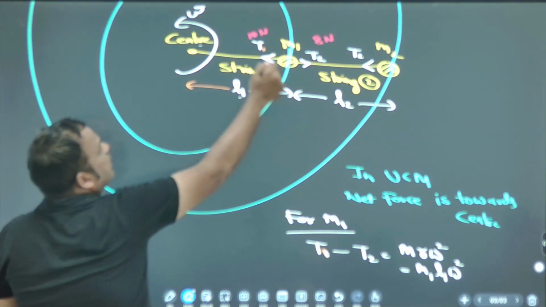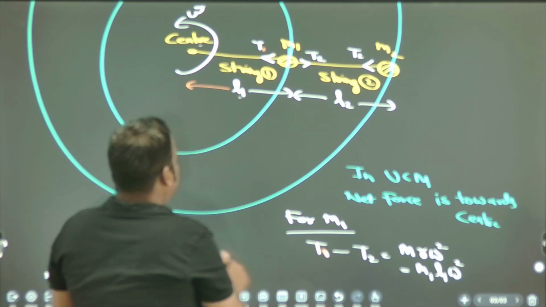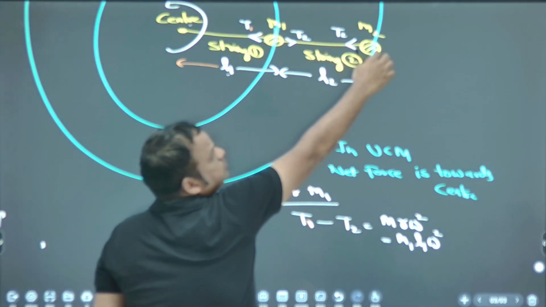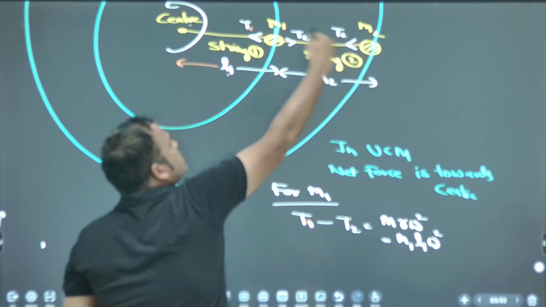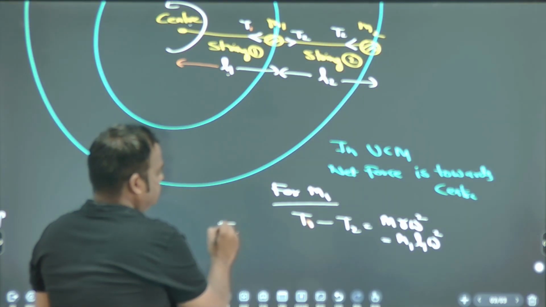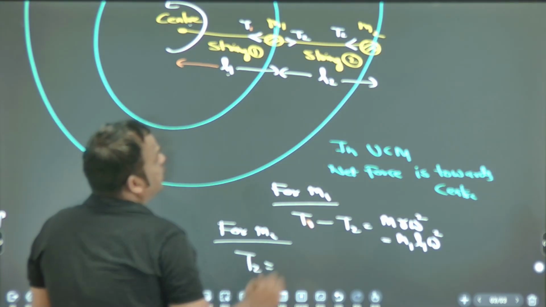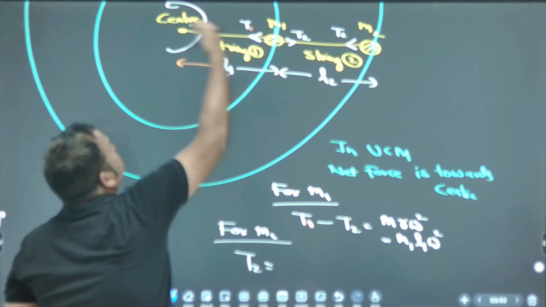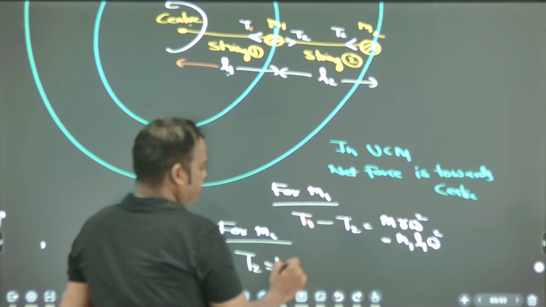Similarly, you write for M2. For M2, what do you write? What is the net force towards center? T2. Is there any force on the right side? No, so only one force is there. So note down for M2, T2 is the unbalanced force. What is the formula for net force towards center? Mr omega square.